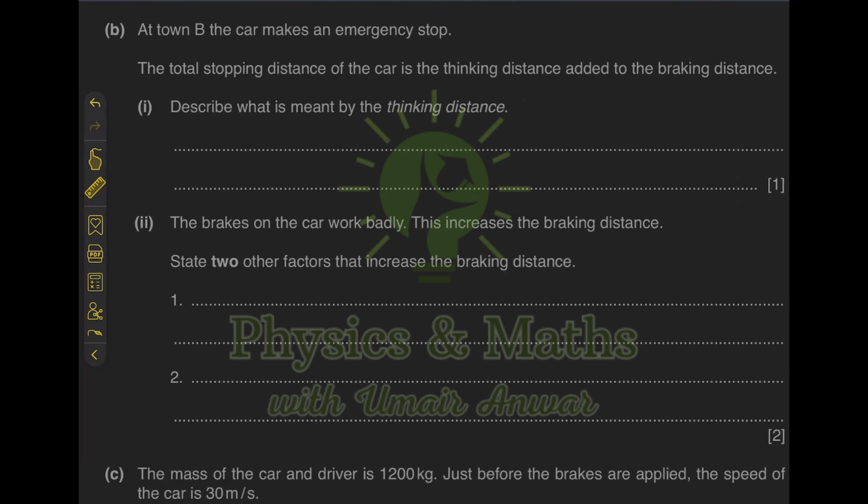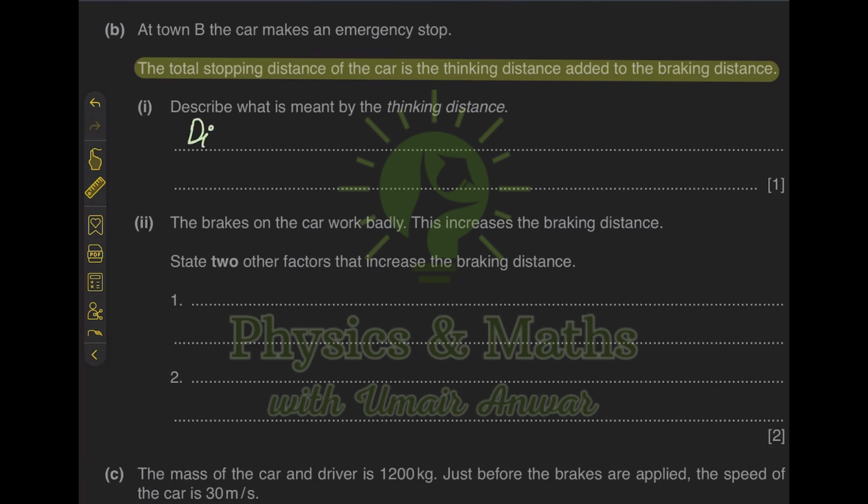The total stopping distance of the car is the thinking distance added to the braking distance. So this is also the definition of the stopping distance, that it is the sum of thinking distance and the braking distance. Describe what is meant by the thinking distance. The thinking distance is the distance traveled when the driver sees a hazard and starts to apply the brake. The distance covered between these two events is called the thinking distance.